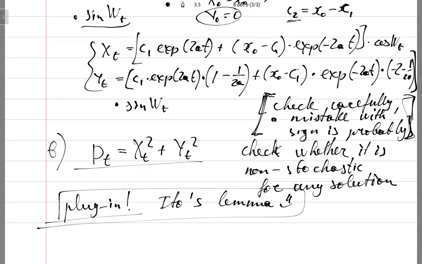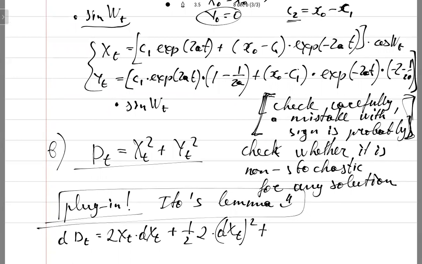So let's apply Ito's lemma first. It's 2xt dxt plus the second derivative term, 1 over 2 times 2 times dxt squared, plus I go on with the second term, 2yt dyt plus 1 over 2 times 2 times dyt squared. Okay?